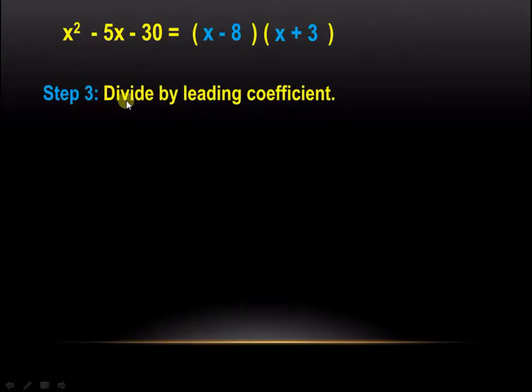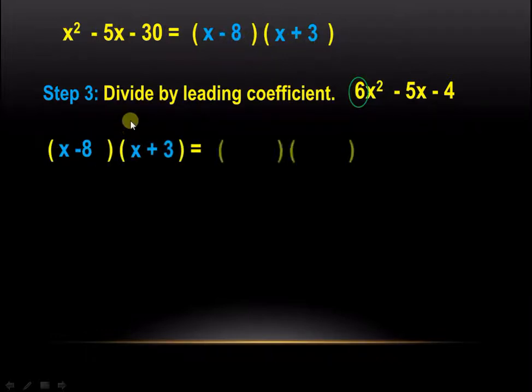So what we're going to do again is divide by the leading coefficient. This is again our original trinomial, 6x squared minus 5x minus 4, and the leading coefficient is 6. So the same thing that we did a while ago, we will use this to divide these numbers. So we have here x minus 8 divided by 6, which is the leading coefficient, and x plus 3 divided by the leading coefficient, which is 6. So we check if we could still simplify them.